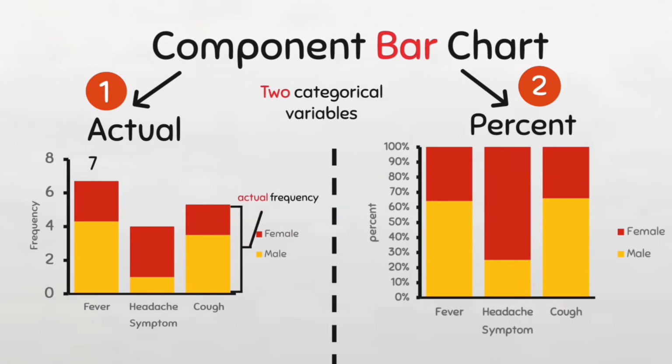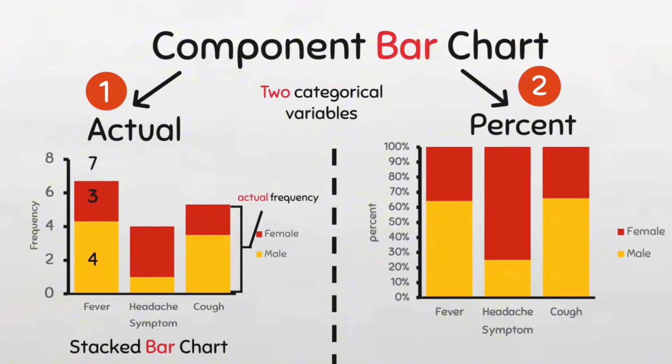That's 7 units, right? And the height of the male part, that's the yellow part, will be 4 units. And that of the female, the red part, will be 3 units. So you see the actual frequencies are being used here. This type of component bar chart is also called stacked bar chart because you can see that one component is stacked on the other.